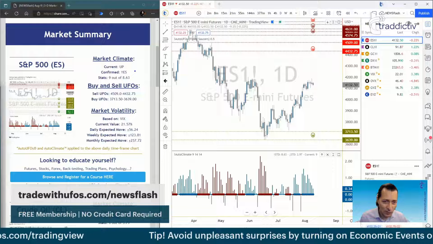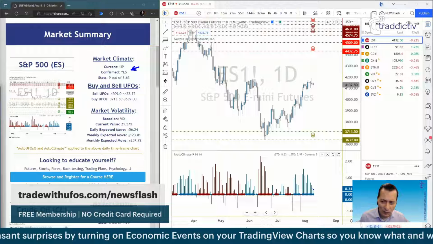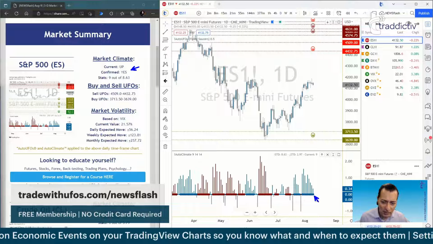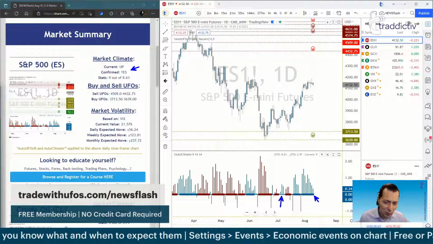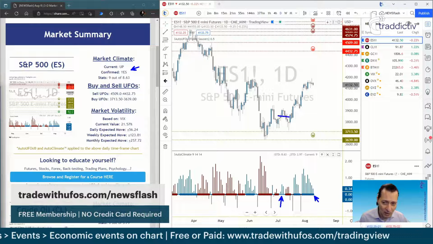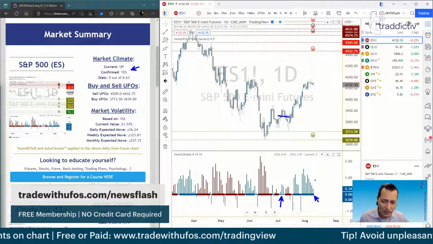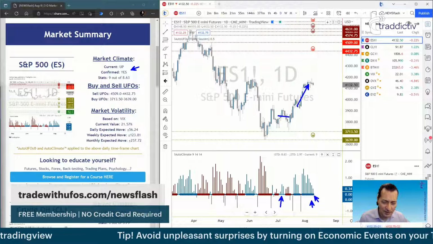So with the S&P, we are talking about an up climate, which is confirmed. That we know because it's blue. Blue is for up, and the thick dot is for confirmed. Notice sometimes the dots will be blue, but they are thin. That would be an unconfirmed climate where not much is expected to happen. When the climate is confirmed to be up, lots is expected to happen, as you can see.